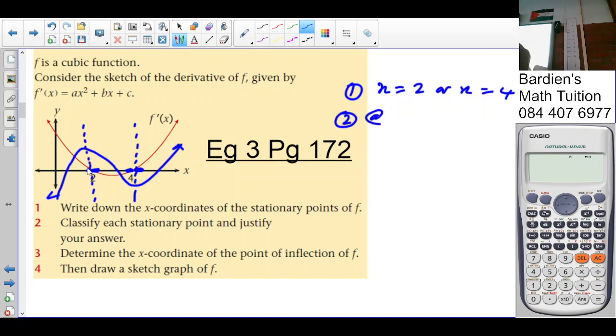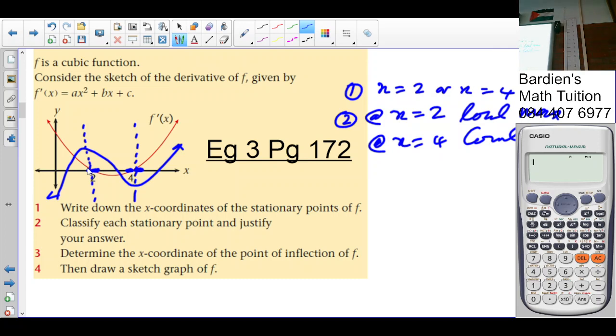So at x is equal to 2, it will be a local. Is this local min or local max? Look at 2. What's happening at 2? It's a maximum. So a local maximum. At x is equal to 4, it's a local minimum. Why? Because the parabola or the quadratic function has a minimum value. Therefore, for your cubic function, your maximum will precede your minimum. Okay, maximum will come first on your cubic function.